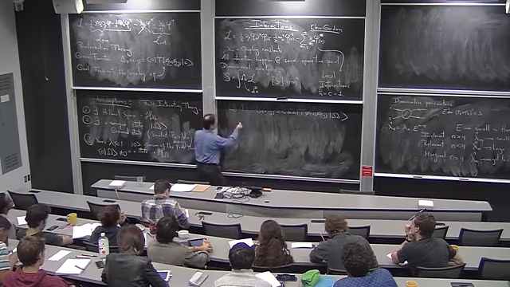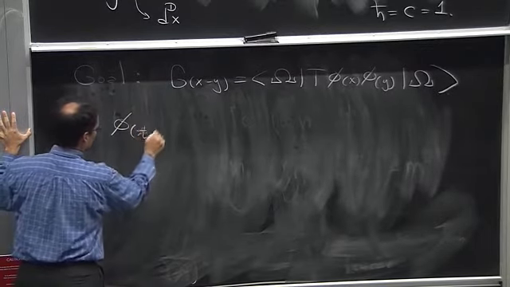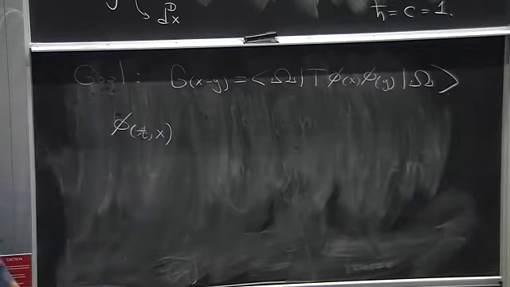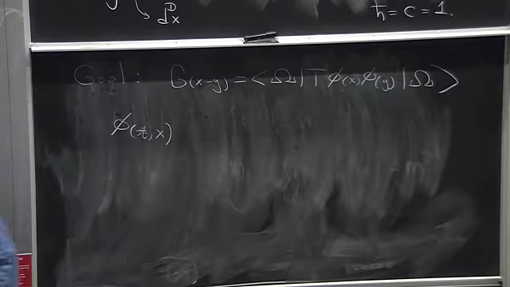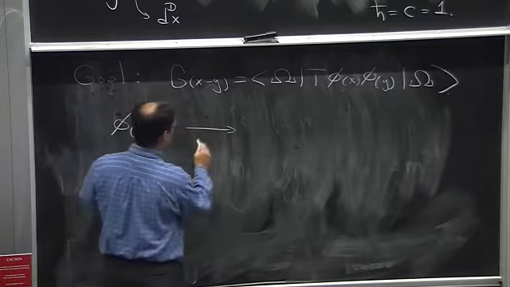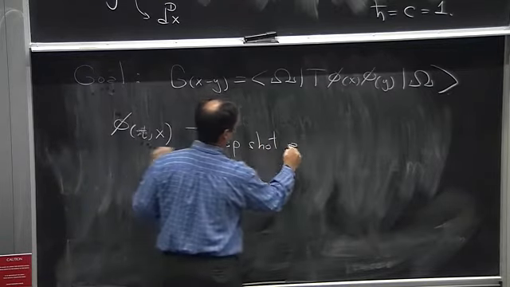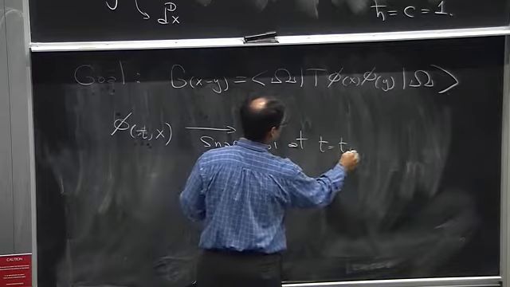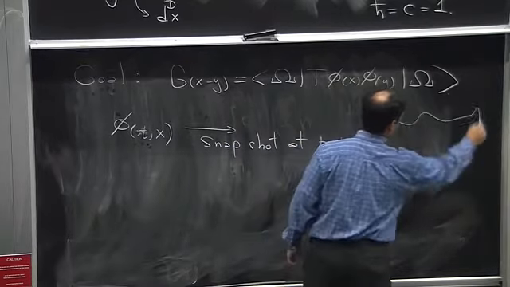Now, imagine that we have our fully interacting field, okay? And we take a snapshot of this guy at a given time. So take this, and now take a snapshot at t equals t0, okay? So that thing will look like something.